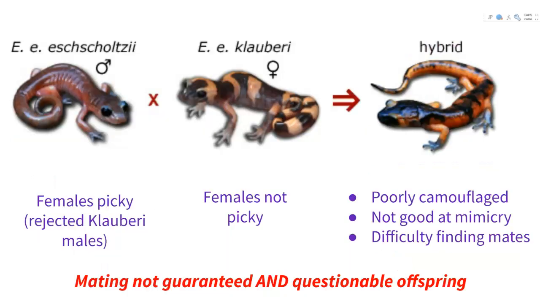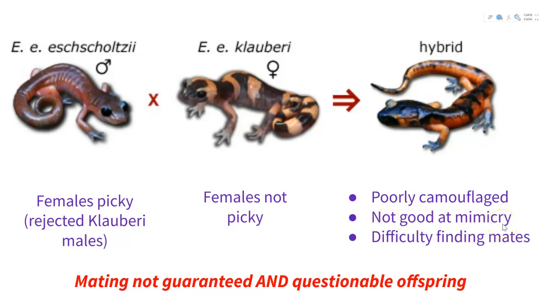Now, what the scientists found in terms of the kids question was that one of the subspecies, the eschscholtzii females, were kind of picky. They rejected the cloudberry males and did not really want to mate with them. So we see some breaking down of the reproduction part of the equation. The cloudberry females were not picky, so they would mate with anyone. Their offspring, the hybrids between these two subspecies, were poorly camouflaged, so they're not going to survive very well. And they were not good at mimicry.